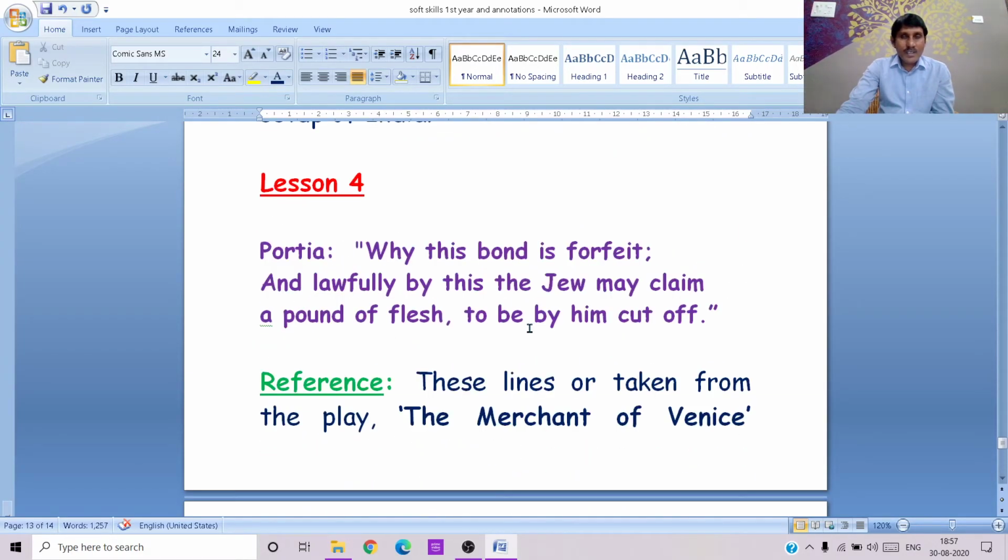So Portia comes to the court dressed as a man and as a legal expert and examines the bond, and she says like this: why this bond is forfeit? And lawfully, by this the Jew may claim a pound of flesh to be cut off by him. Everything should be followed in letter, whatever is written on the bond. Every term and condition should be fulfilled. He is by all means entitled to take the flesh from the body of Antonio. That's our version.